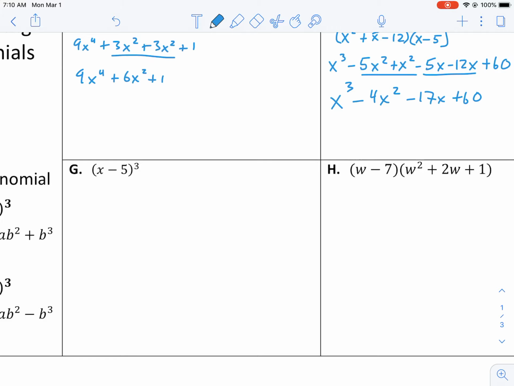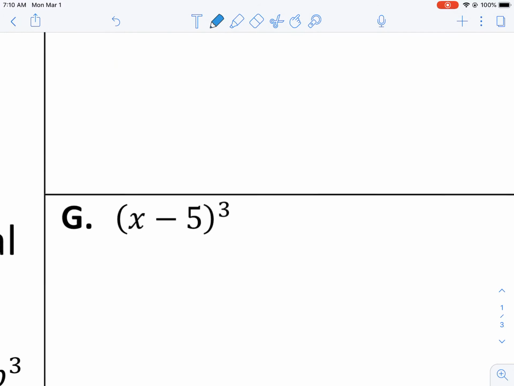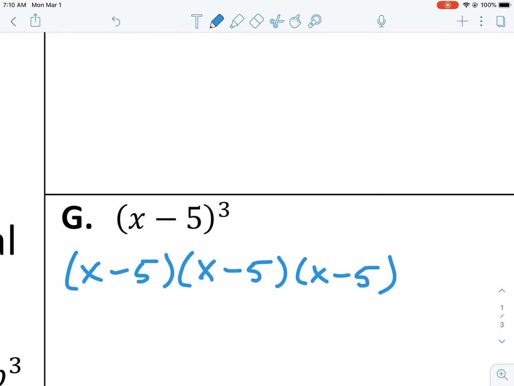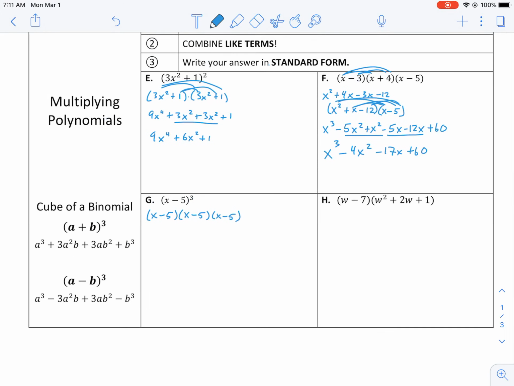G is just like E, except you've got 3 of it. So you have x minus 5 times x minus 5 times x minus 5. And so you'll have to multiply that out. G and H are just like F. Well, H is basically like that part of F. So I want you to try G and H on your own. See if you can get the right answer.